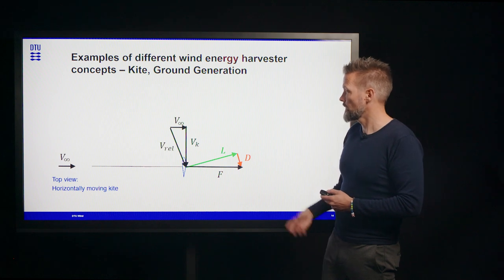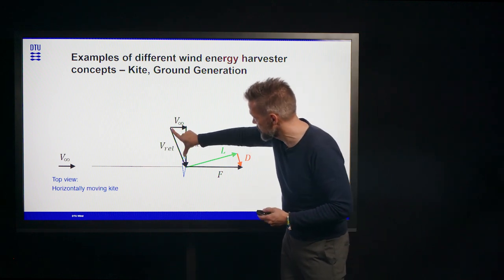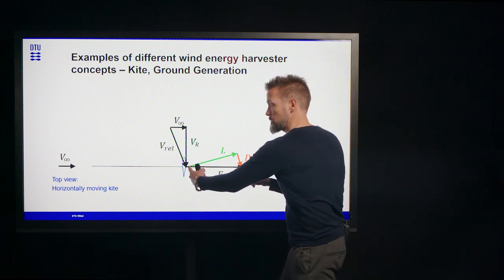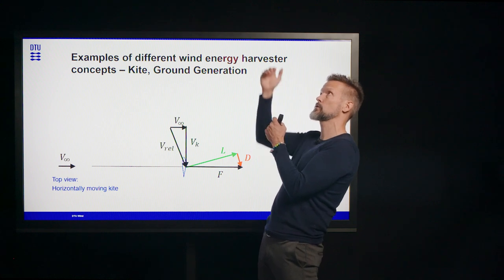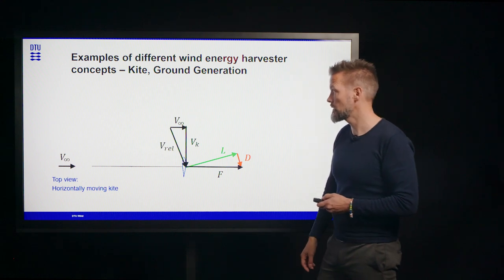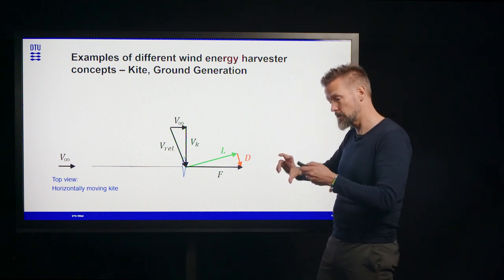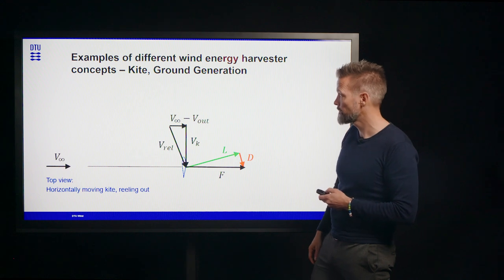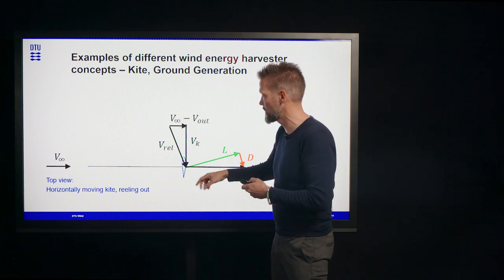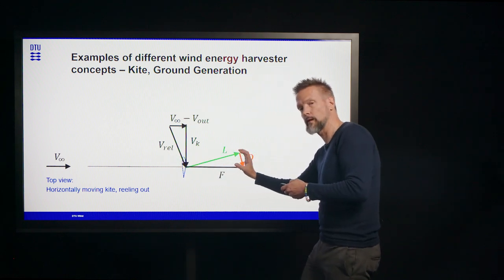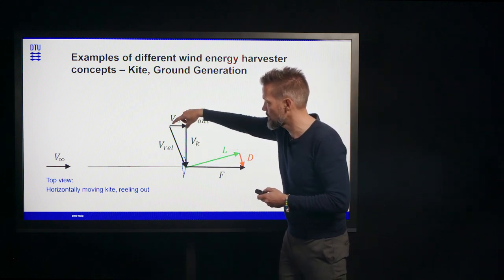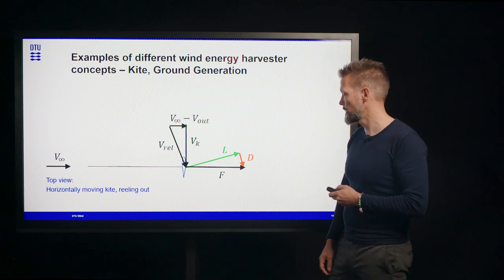So what we have here is that this velocity is much larger than that, and forces scale with velocity squared, so this force is much, much larger than the one that was there if it was just standing. So now we have a very high force in the tether, so we can get power out of that if we just put the tether on a drum and unroll it a little bit. This means that the speed felt here is now a little bit smaller because the kite is moving a little bit outwards. But still, this velocity is much larger than the wind speed.